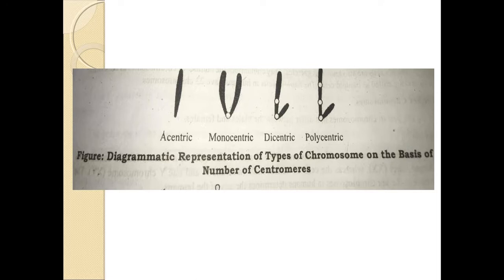So basing on the number of centromeres, we have different types of chromosomes. First one is acentric, second one is monocentric, third one is dicentric, fourth one is polycentric. The chromosomes are categorized into all these types.